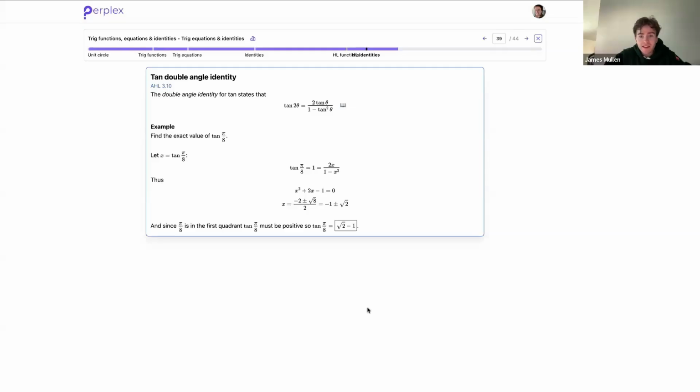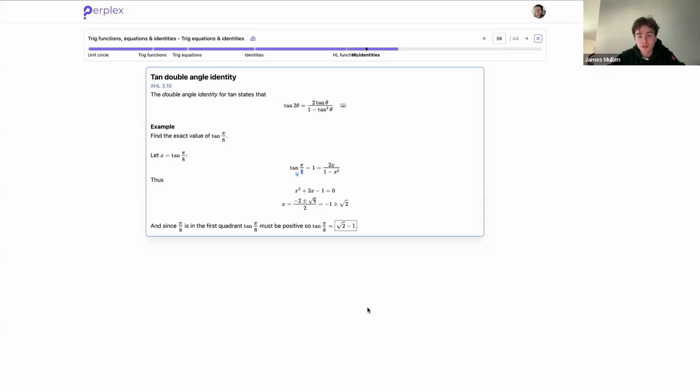So let's say that x is equal to tan of pi over 8. This was supposed to be tan of pi over 4. Tan of pi over 4 is, well, pi over 4 is twice pi over 8. So I can say that tan of pi over 4 is, using this formula with theta equals pi over 8, I get tan of pi over 4 equals 2x divided by 1 minus x squared. That's supposed to be equal to 1 because tan of pi over 4 is 1.